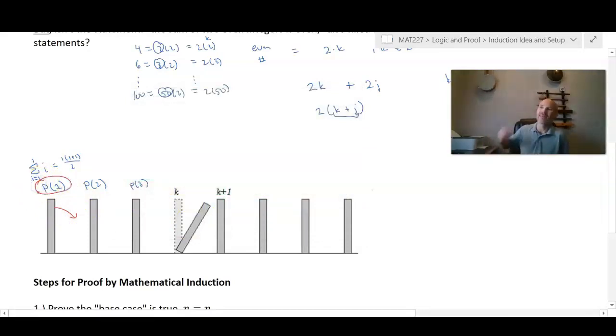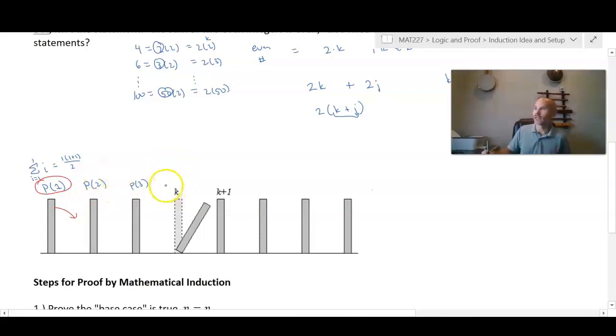I would have to tip this one over first, right? But now, what guarantees that that domino knocks over the next domino? Well, I could just observe it, right? And see if that knocks over the domino. But maybe that only gets me to P of 2, and I've knocked down P1, P2. But what about the rest of them? How do I ensure that the dominoes all fall over?